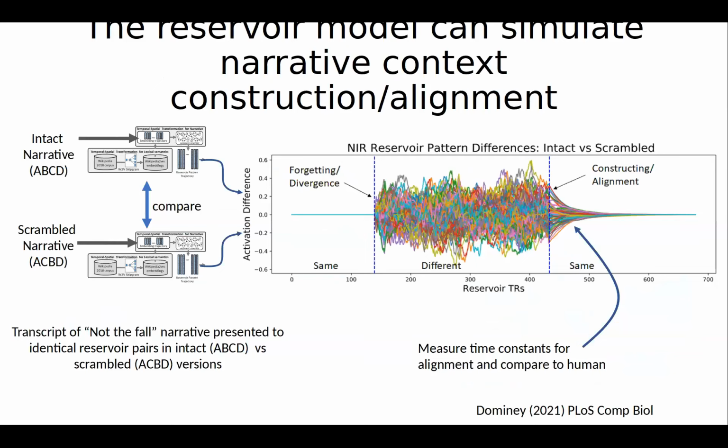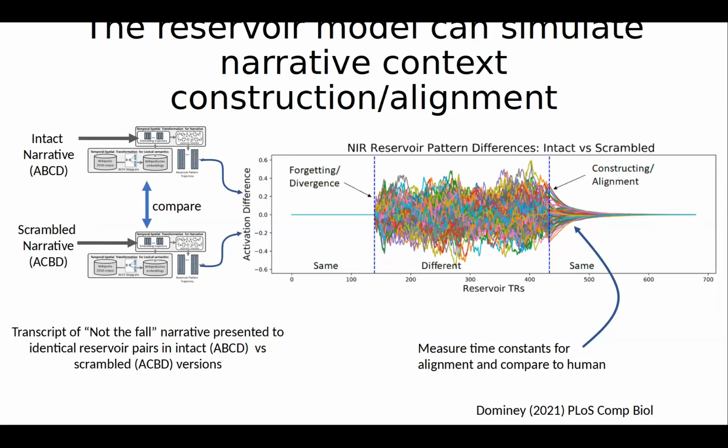So we can use that model and go back and say, how would we simulate this experiment using this model? What we can do is simply do the same experiment on the model. We have two versions of the model running in parallel. One is going to get the intact narrative, one will get the scrambled narrative. We take the pattern of activity in the reservoir during the presentation of the whole narrative and subtract one from the other. In this case, the two models at this period are getting the same input. Now they're getting different input. Now they're getting the same input.